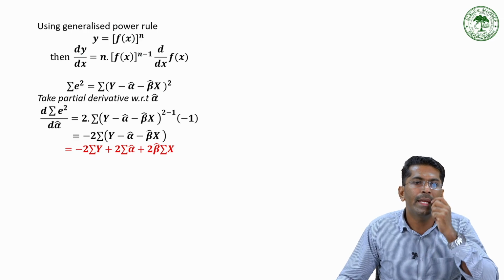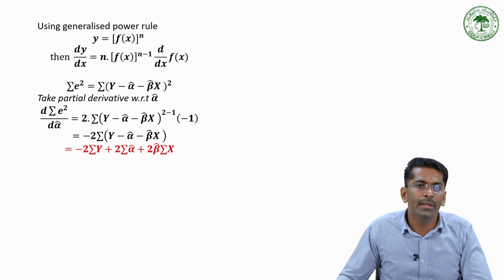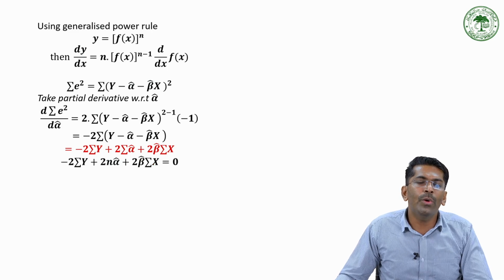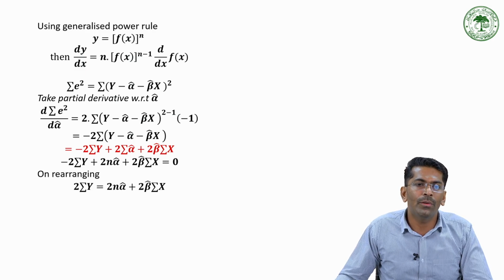Since beta hat is a constant, we rearrange this equation: minus 2 sum of y, then minus minus becomes plus, so plus 2 sum of alpha hat plus 2 sum of beta hat x. Equating with 0, it is minus sum of y plus 2 n alpha hat plus 2 beta hat sum of x, which is equal to 0. On rearranging, we can write 2 sum of y equals 2 into n into alpha hat plus 2 beta hat sum of x.